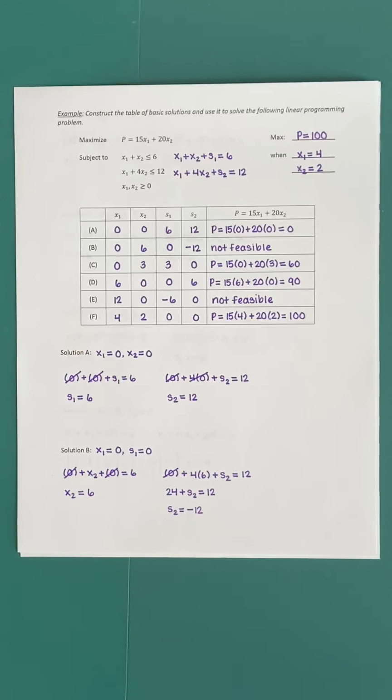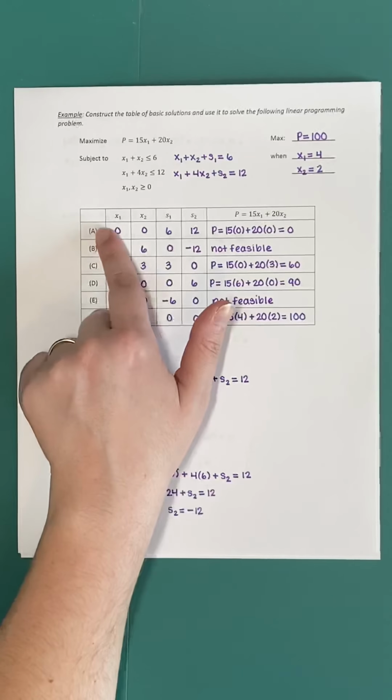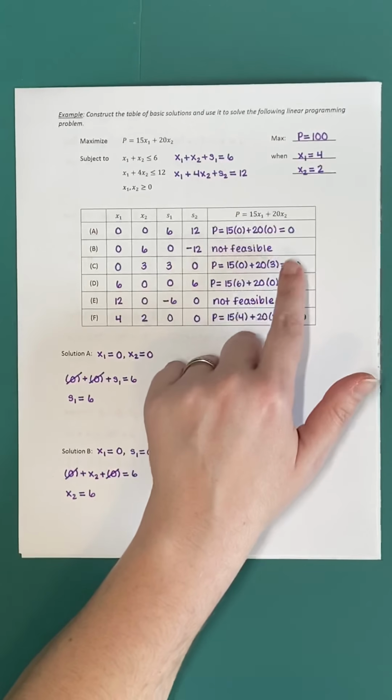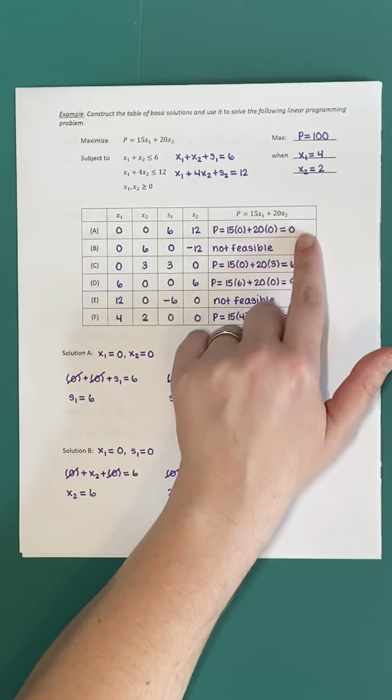So just be aware, in some locations you will be plugging in 0 even though the slack variables have taken on non-zero values. So for combination 1, x1 has a value of 0 and then x2 also has a value of 0. So not surprising, our profit comes out to 0. In other words, if we make and sell nothing, then we don't make any money.